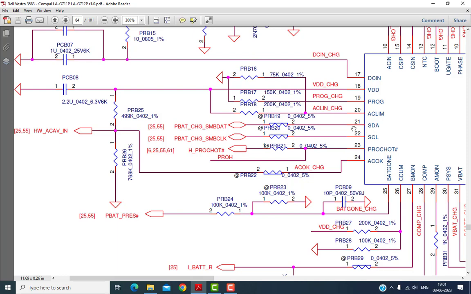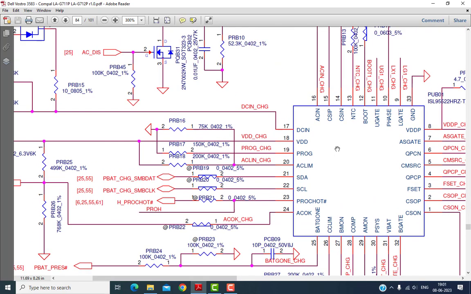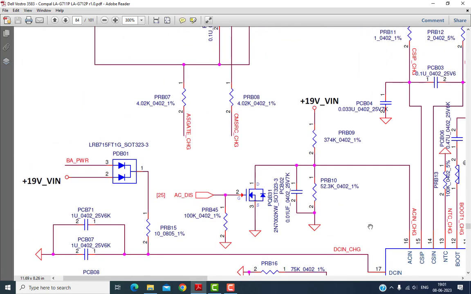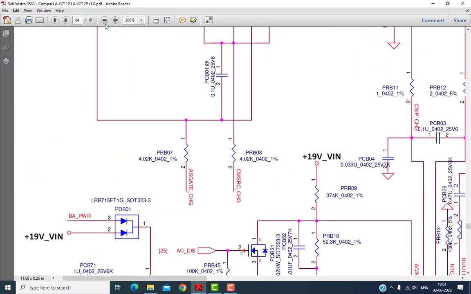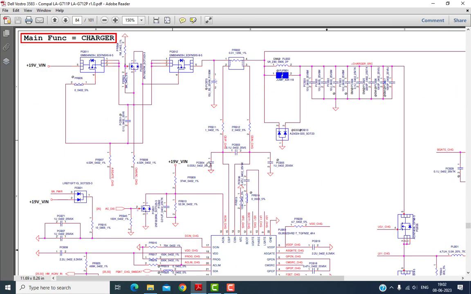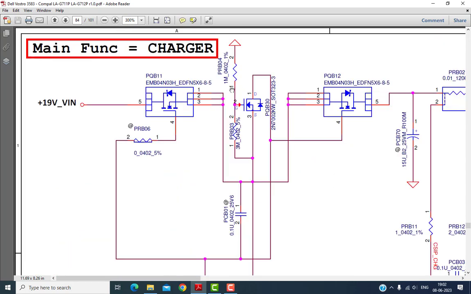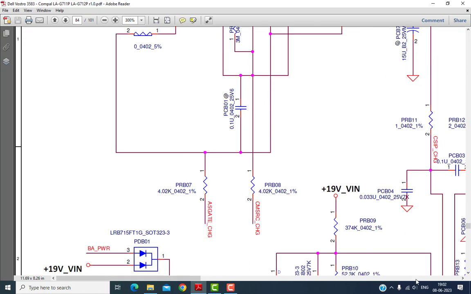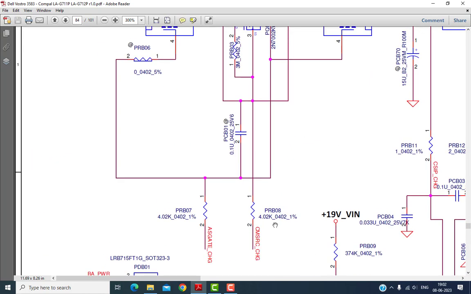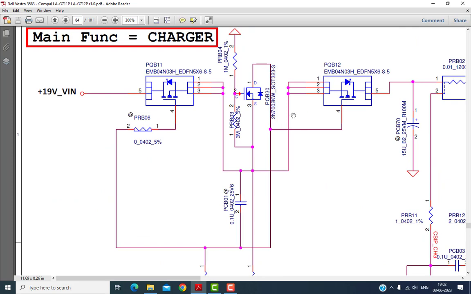The two chips are communicating with each other, and once their communication is completed, the battery charging chip receives the voltages, the 18 volt from the adapter, which is halted here. Then what this chip does is trigger these two MOSFETs. Both are N channel MOSFETs, and this battery charging chip triggers this MOSFET and this MOSFET.